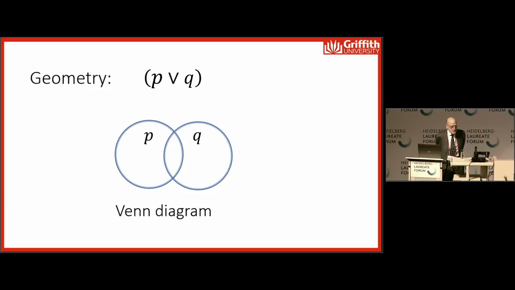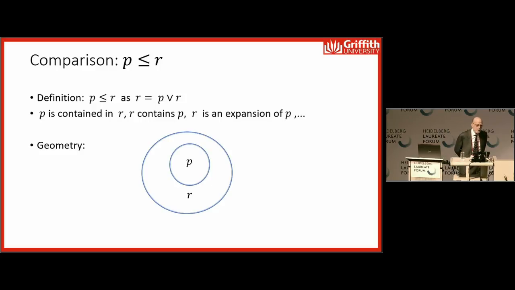Well, I said we would talk about geometry. Obviously, talking about geometry, the relevant geometry for Boolean algebra is Venn diagrams. And so here I've given you a picture of a Venn diagram. Now, comparison between two Boolean values is given in the definition, which shows pictorially that the first operand of the less than or equal is contained in the second operand, and it's written as R equals P or R.